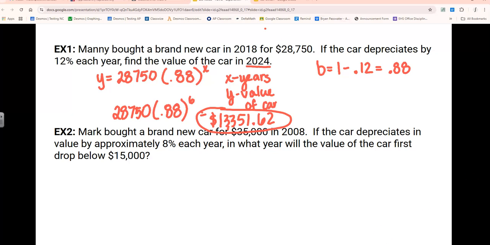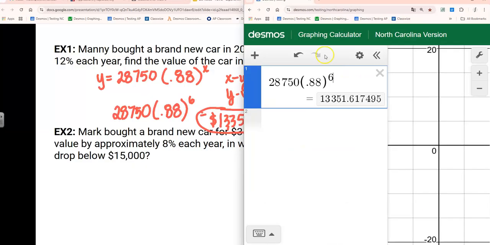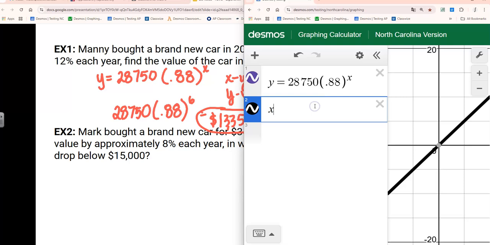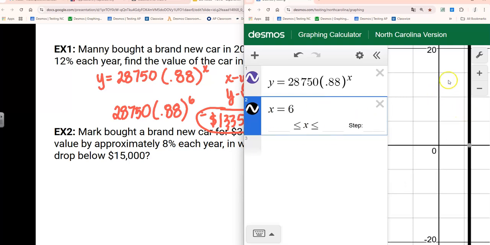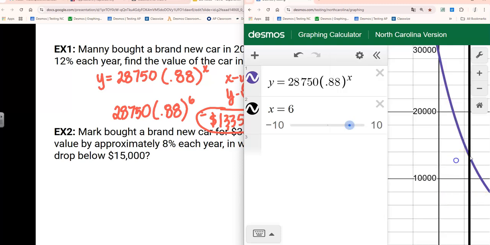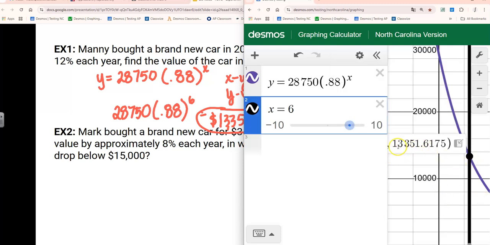Another option here, as far as Desmos goes, is that we can do this. We know our equation is y equals 28,750 times 0.88 to the x power. If we do x equals 6, we can look for where they cross. But because that number right there is so big, you would have to make your y like 30,000 to be able to see it. But there you can see where it crosses, and it is at $13,351.62 for that.